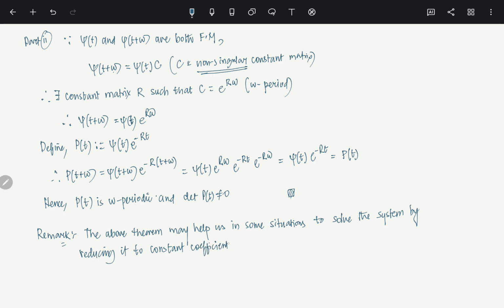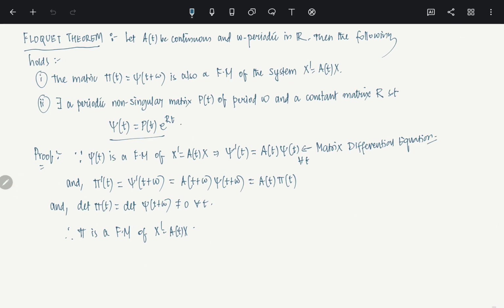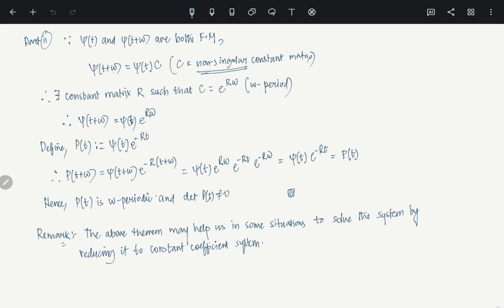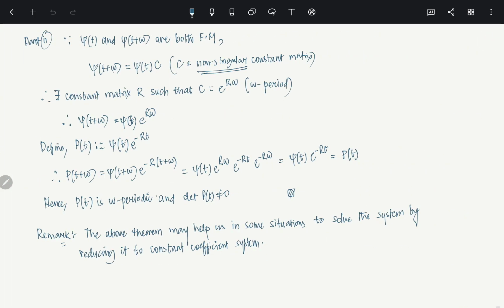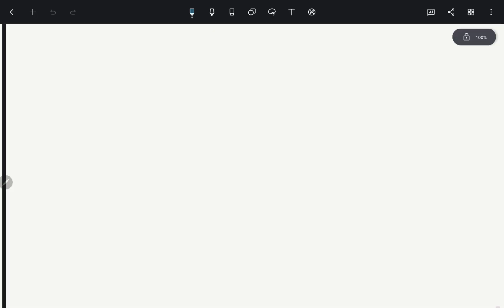If you remember, constant coefficient systems are relatively easy, we can easily solve them, right? So if you can find some transformation which reduces this variable coefficient system to a constant coefficient system, then that is going to be very helpful, right? That is what this decomposition, the Floquet theorem, does. Okay, we'll see. So what is that? Let's look at the theorem.